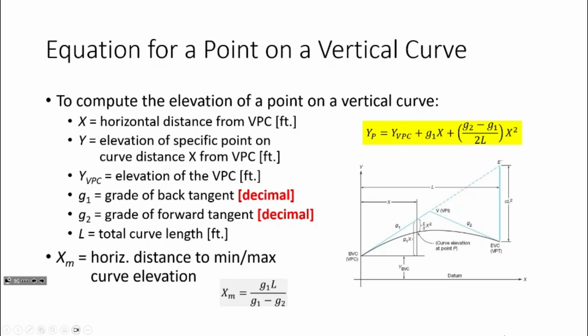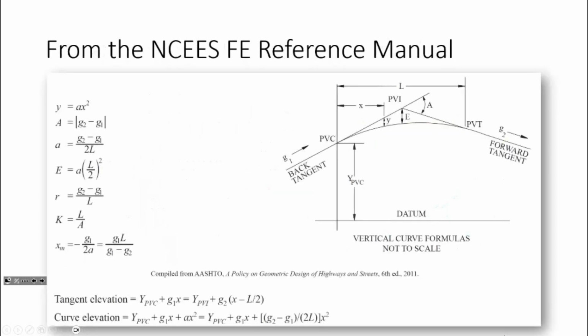Oh, I did want to mention this term x sub m. X sub m is a nice little shortcut. It will tell you the x value that you need to traverse from the PVC to get you from the PVC to either the high point or the low point, whether it's a crest curve or a sag curve. So for example, if it's a sag curve, it's a low point. If it's a crest curve, it's the high point. But it'll tell you what the x value is to get there. So you can compute that x value, plug it into here, and get the high point or the low point elevation.